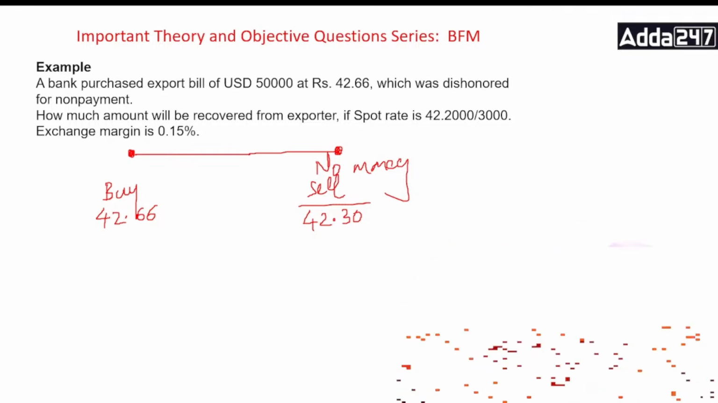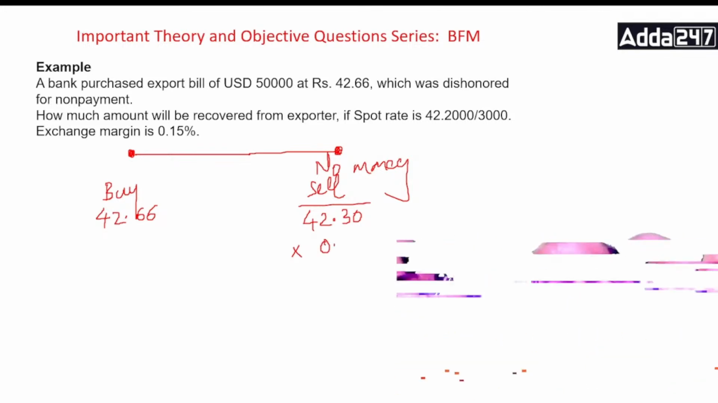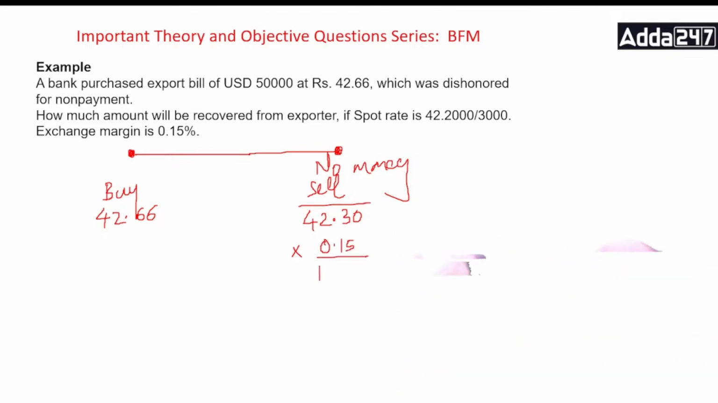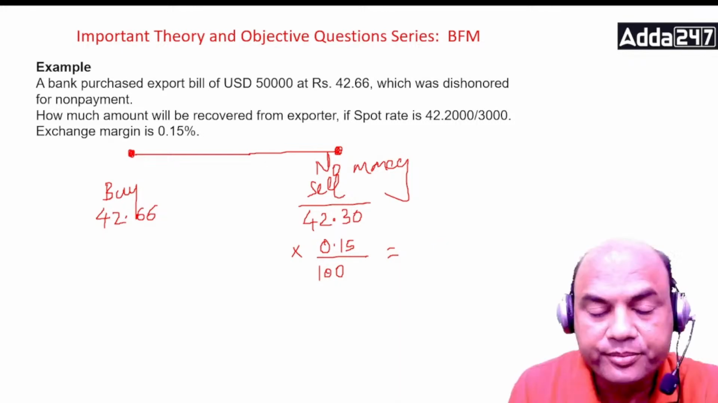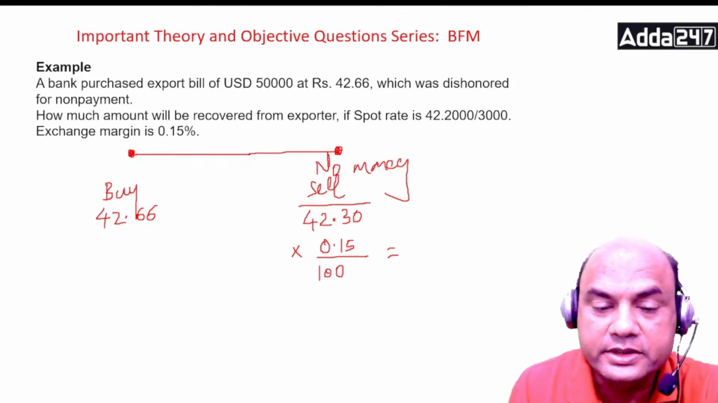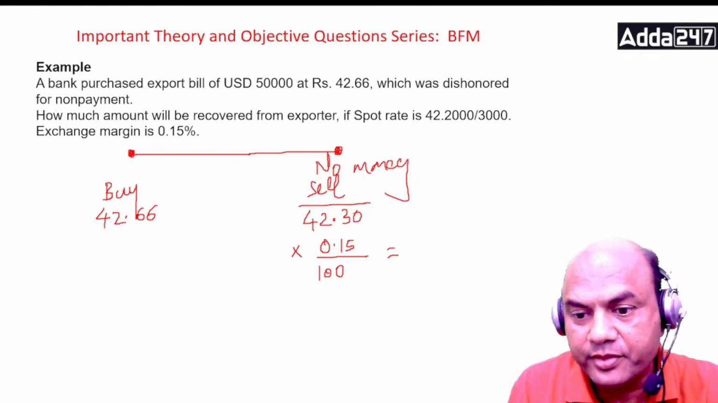So 42.30 you will be using, and the margin. What is the TT margin? TT margin is 0.15%, so 0.15 upon 100, because it's a percentage. So what is the answer now? 42.30 into 0.15 upon 100. Everyone, try it yourself. 42.30 into 0.15, correct? Upon 100, obviously, percentage. So what is the answer? Comment section, everyone.